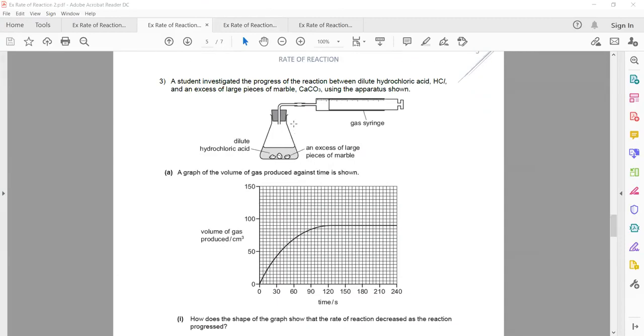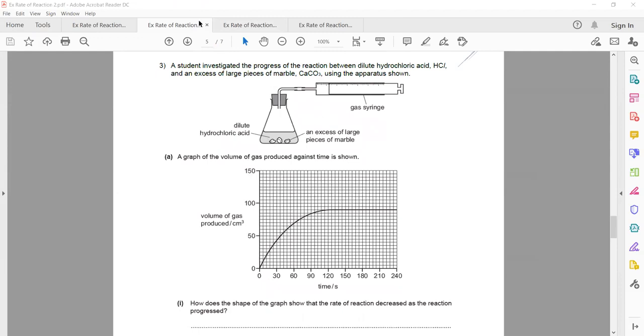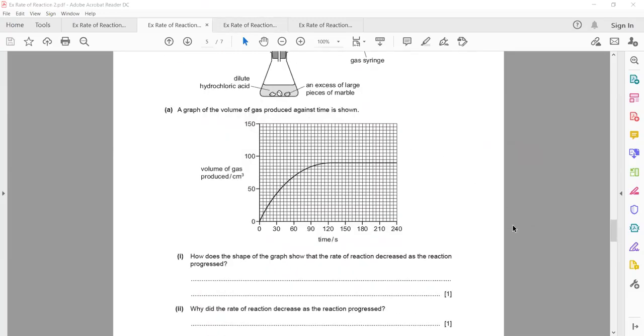A student investigates the progress of a reaction between hydrochloric acid and calcium carbonate, or limestone. The graph shows an excess of calcium carbonate, so we use more than enough calcium carbonate. How does the shape of the graph show that the rate of reaction decreases as the reaction progresses? As we know, the slope or gradient is equal to the rate, or the speed of the reaction.